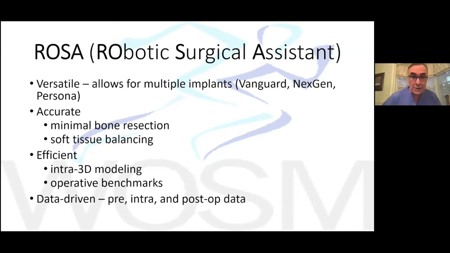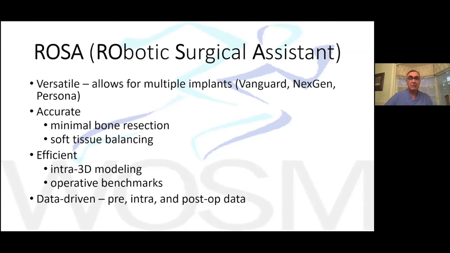I do think that the ROSA has some relative advantages over the others. Its versatility, I think, is unparalleled. As I said, there was a merger between big implant companies a few years ago, between Zimmer and Biomet, and they brought to the table a number of different knee implant systems, including Vanguard, NextGen, and Persona, which from my perspective allows me the versatility and the modularity to deliver any implant to anybody under really any circumstances. So for that reason, I think it does have a leg up on the competition.